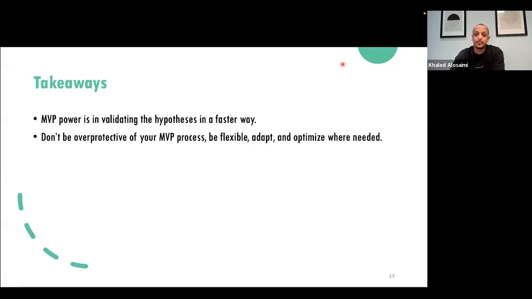Don't be overprotective of your MVP process. Be flexible, adapt, and optimize where needed. Sometimes, as PMs, we fall into the mistake of being overprotective or having over-ownership, saying, no, it's a process, this is how I want to do it. There are many reasons and issues that we might encounter while we develop, whether it's politics, or issues with development, marketing, business, et cetera.